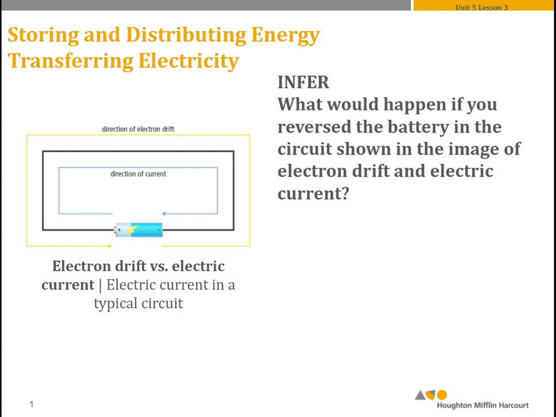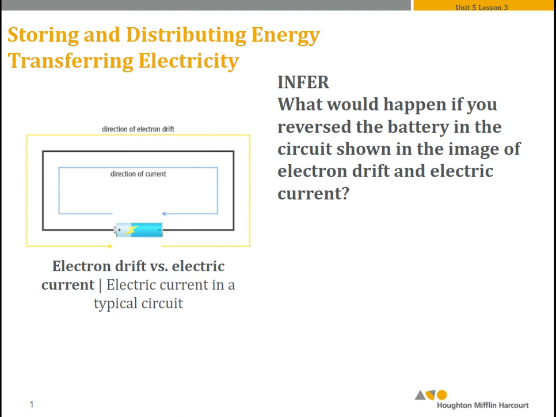So what would happen if instead of just having a battery connected like it is permanently to opposite ends of the wire, what would happen if you reversed the battery, just flipped it around? What would happen to the electron drift and the electric current?